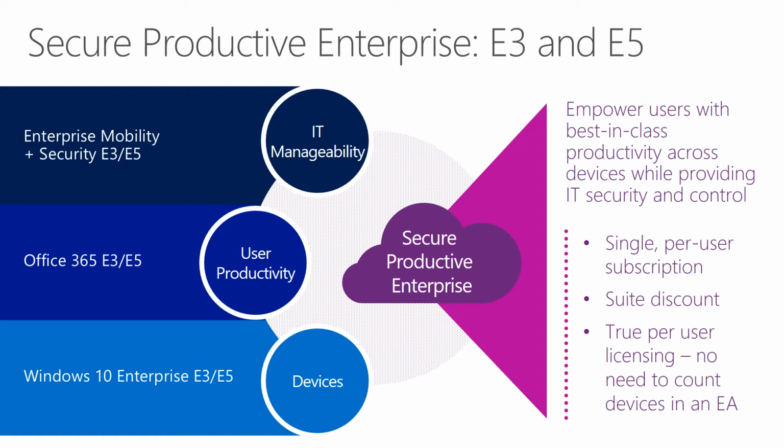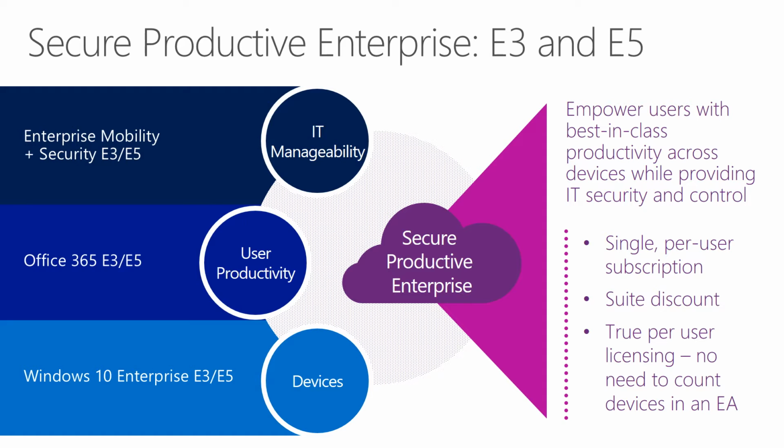So here we have it, and you can see that Secure Productive Enterprise is actually a suite of products comprising Windows 10 Enterprise, Office 365 and Enterprise Mobility Plus Security. Now SPE is a single user subscription license for all of these products, which means that I can buy my users just one license and they have all of these components. They can use Windows on a variety of devices and install Office 365 Pro Plus on up to 5 devices.